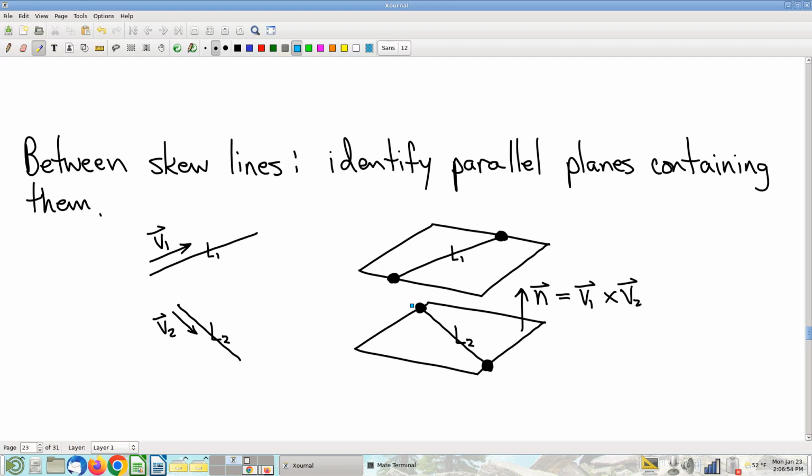So here's the tricky move. Suppose you want to find the distance between two skew lines, and at a glance it looks like a really hard problem because take a point down here.